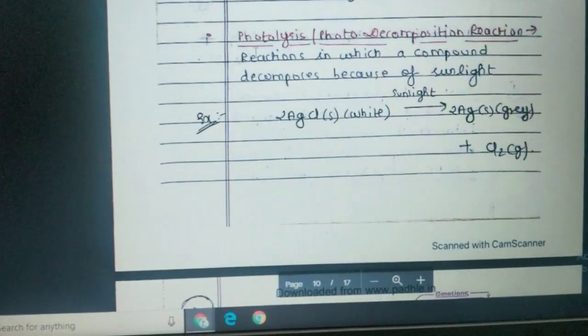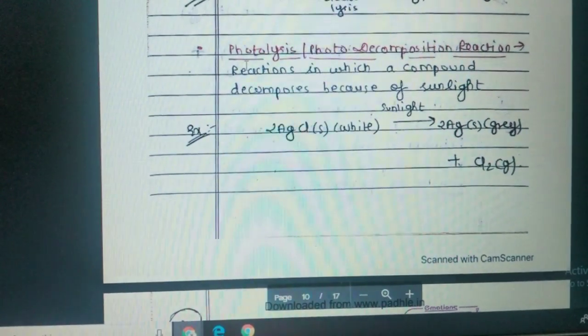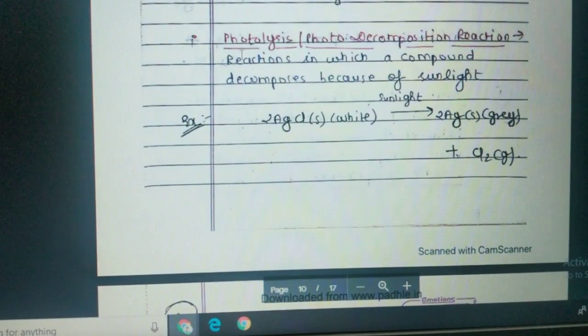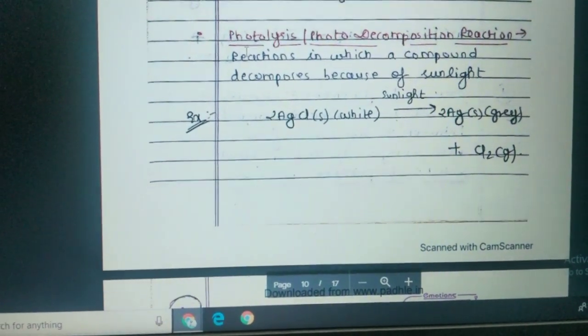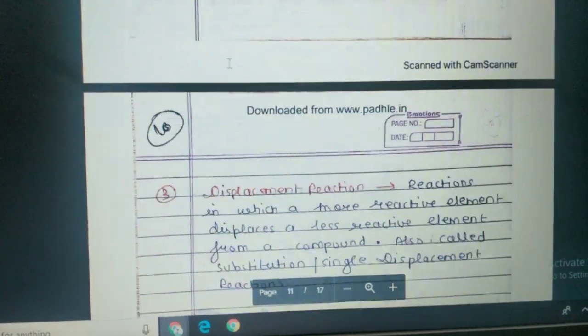Next, photolysis, photo decomposition reaction. A reaction in which a compound decomposes because of sunlight is known as photolysis reaction, photo decomposition reaction. Here you can see the example.